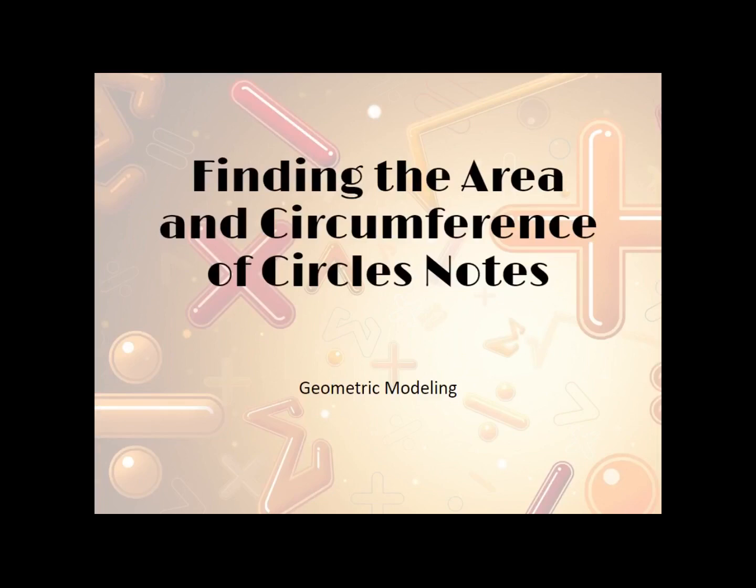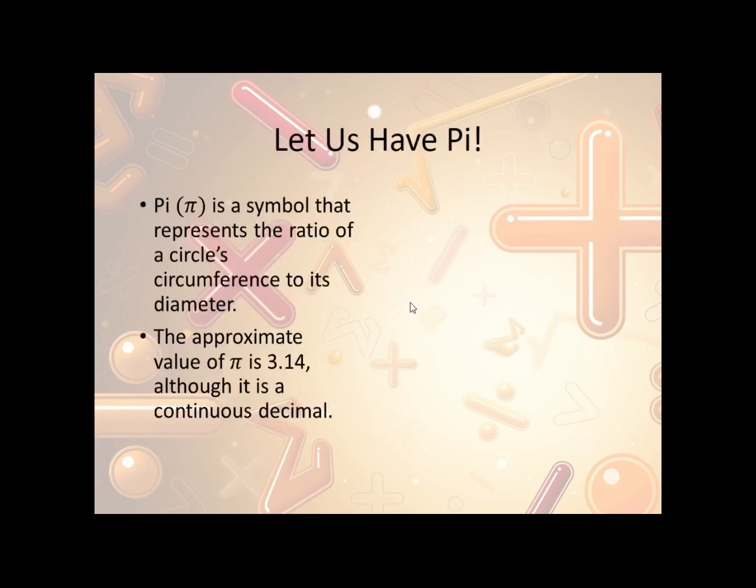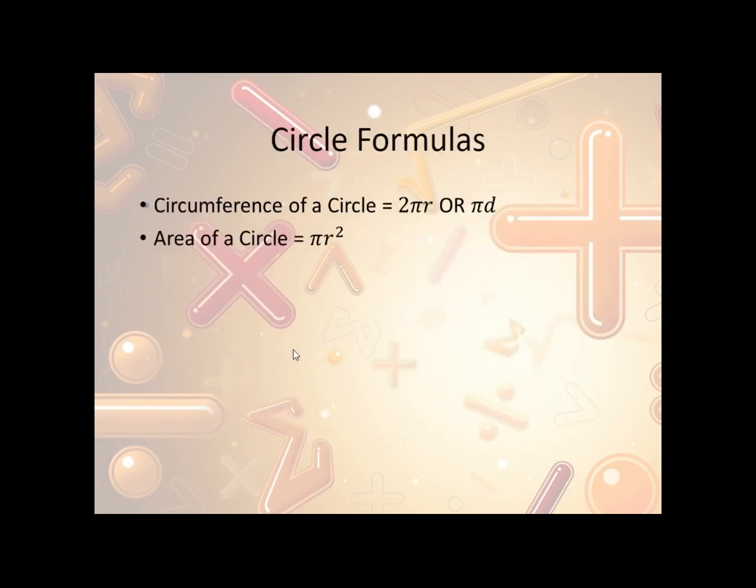Let's take a look now at the finding the area and circumference of circles notes. The notes begin with the learning goals and success criteria. Now, let us have pi. So pi is a symbol that represents the ratio of a circle's circumference to its diameter. It is approximately 3.14, although it is a continuous decimal. Continuous means it goes on forever. So it's 3.14 ... and it keeps going. Now, for this purpose, you will not be using 3.14, though. You will always just leave it with the symbol pi for everything that we do.